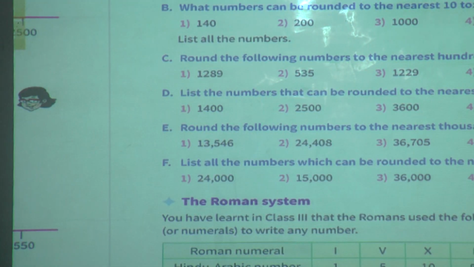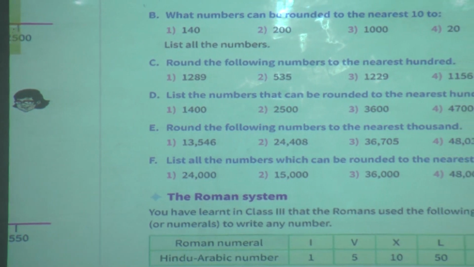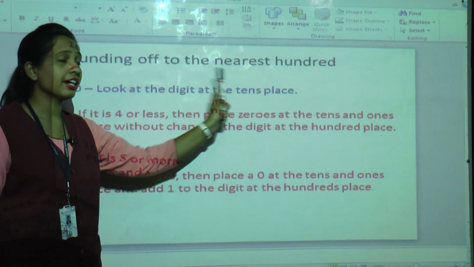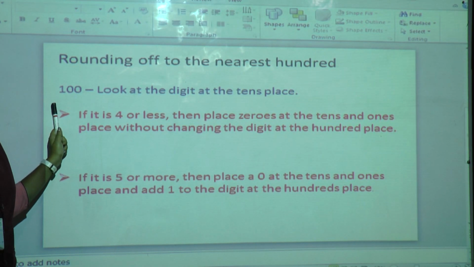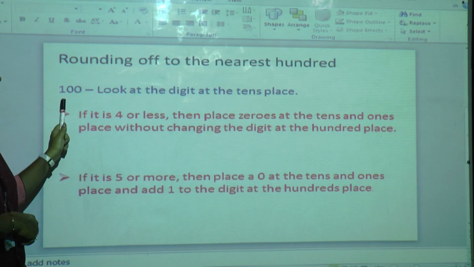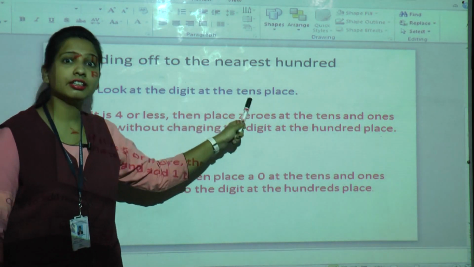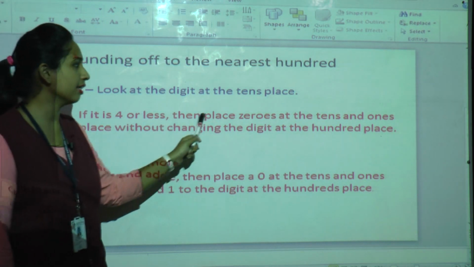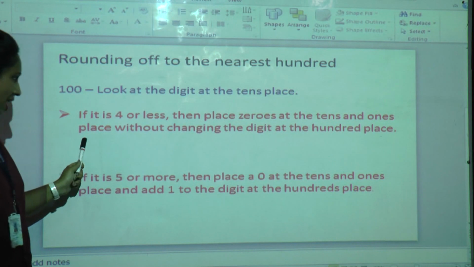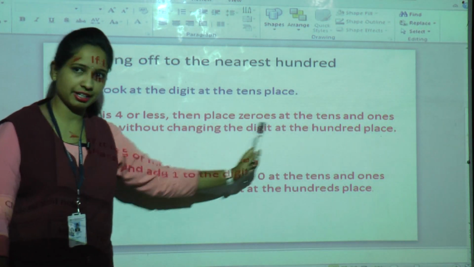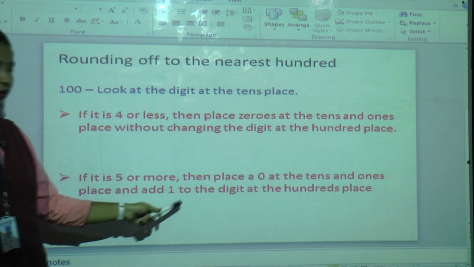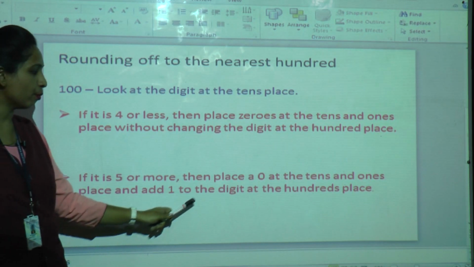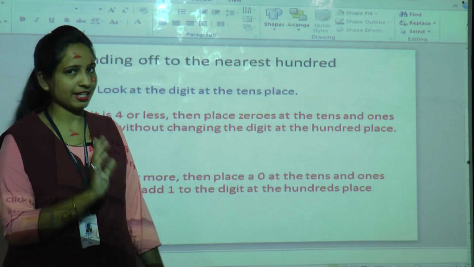Now let me revise some rules of rounding off to the nearest 100. What do we have to do whenever rounding off to the nearest 100? Look at the digit at the tens place. The second rule is, if it is 4 or less, then place zeros at the tens and ones place without changing the digit at the hundreds place. And if it is 5 or more, then place a zero at tens and ones and add 1 to the digit at the hundreds place. Got it?